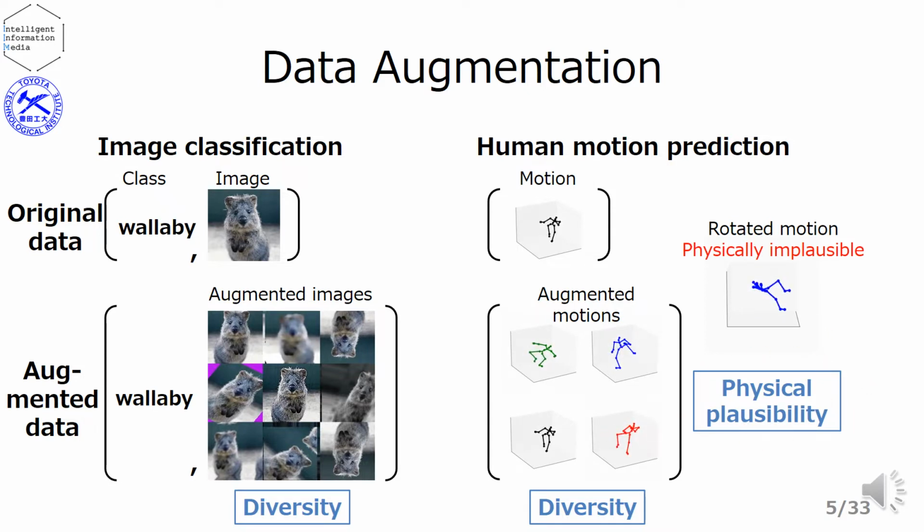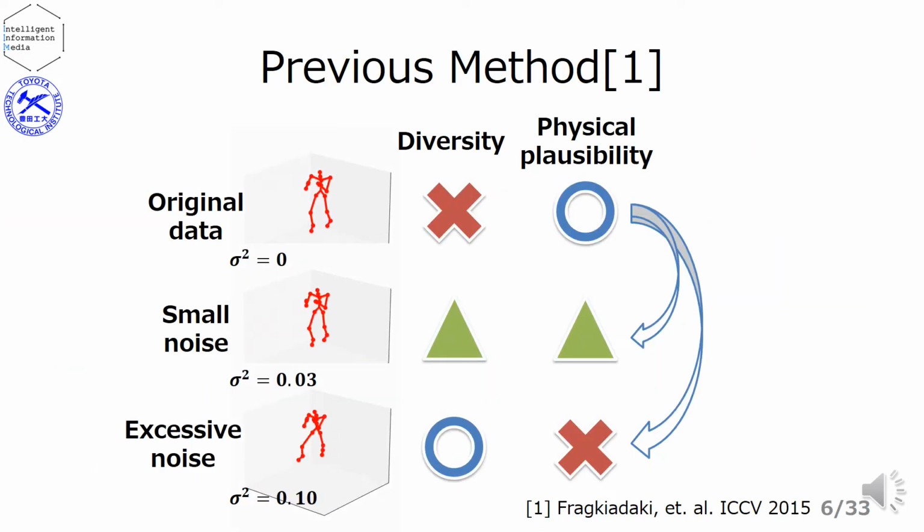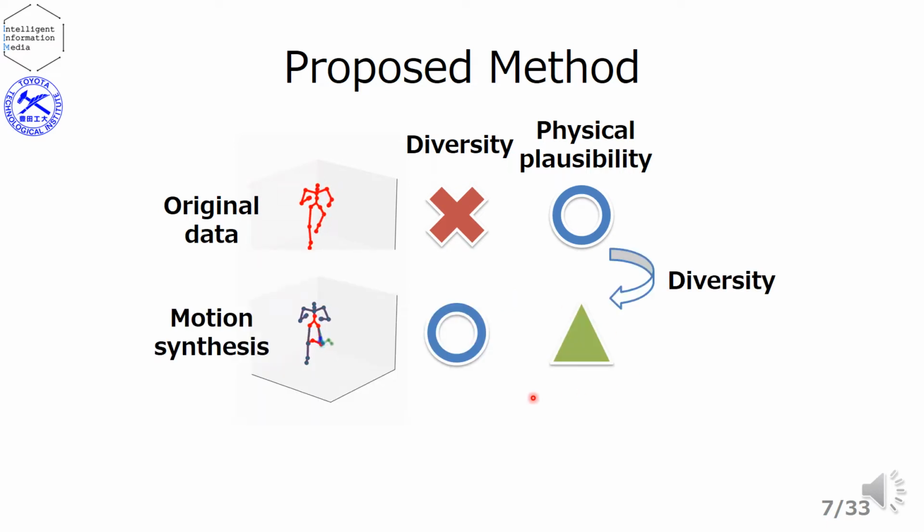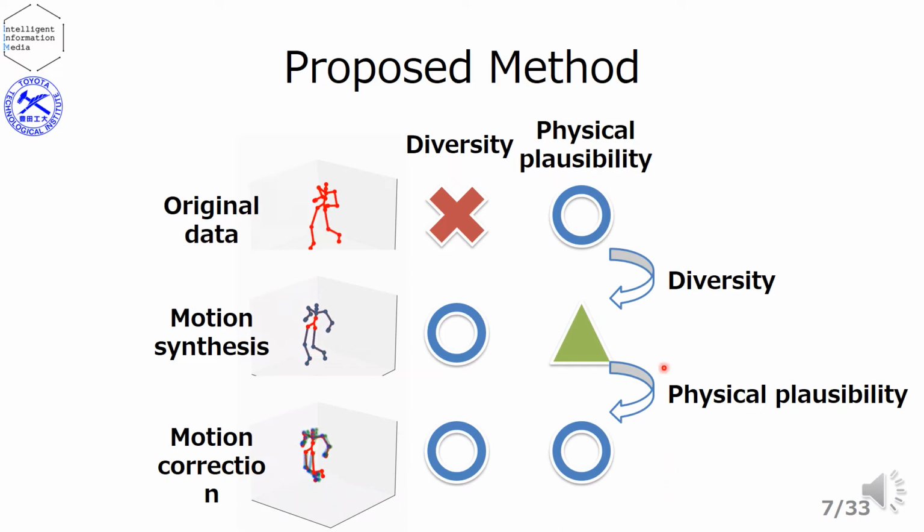Thus, we have to maintain another property named physical plausibility, as well as diversity. A previous method failed to address both diversity and physical plausibility. This method proposed adding Gaussian noise to joint angles. However, this resulted in a trade-off between the two characteristics. To achieve both characteristics, we propose the combination of motion synthesis for diversity and motion correction for physical plausibility.